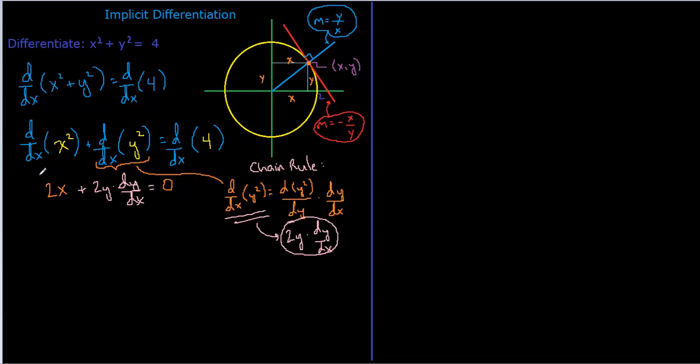So we have 2x plus 2y dy dx equals 0. And all we really want to do here is solve for dy dx. Just like we would in algebra, the term we want to isolate is dy dx. And so we have 2y times dy dx. I'm going to subtract 2x from both sides.